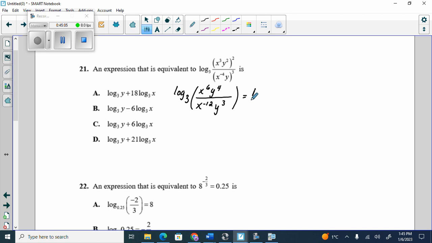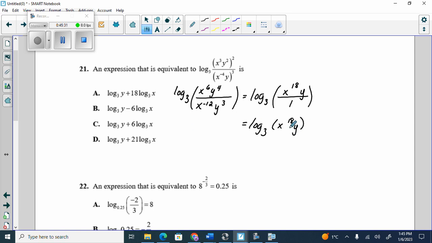We can put that together. Remember that you subtract in division. And you have the same base, so 6 minus a minus 12 is actually x to the 18. 4 minus 3 is just a y. So it's technically over 1, so I didn't really need to write the denominator. So we go log base 3 of x to the 18 y.